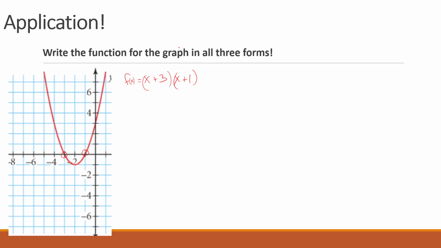Now, we should be able to look at the graph and see whether or not it has been vertically stretched or shrunk. We can tell that by starting at the vertex and going up 1 over 1. And if we end up at an ordered pair, we know we're dealing with a standard graph.